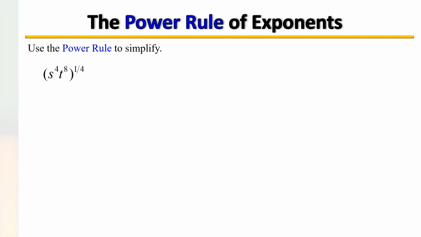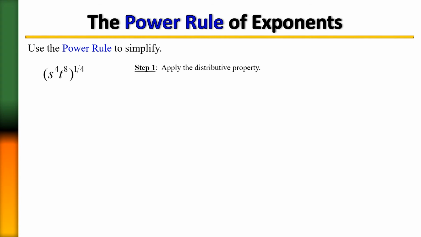Now let's move on to the power rule. With the power rule, remember that you must raise every member inside the parentheses to that outside power. So it's going to be s multiplied with 1/4. The power of 4, 4 times 1/4. And then for the t, 8 times 1/4. So we're going to multiply those exponents because that's what the power rule says.